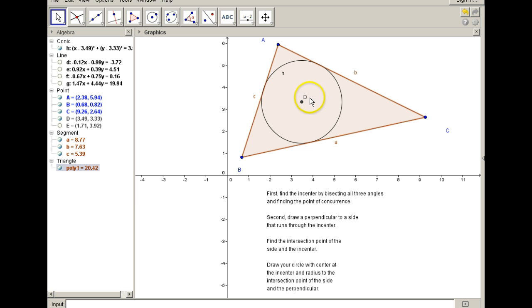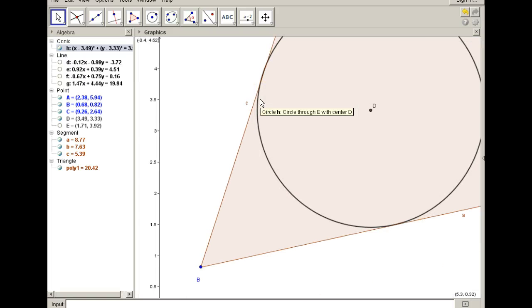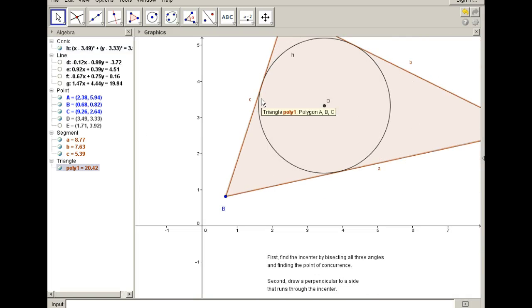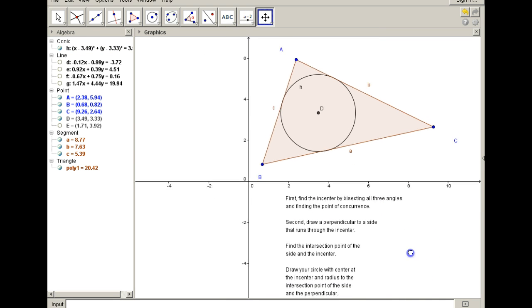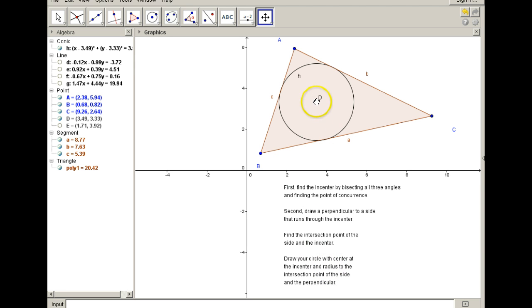Let's go through them again. First, I bisected the angles, and that gave me point D, the point of concurrence of the angle bisectors. So now I knew that that was the incenter. Then the next thing I did, you can see in here, it's almost like an optical illusion when I zoom out. It almost looks like the circle extends beyond the triangle, but it does not. So I found the angle bisectors first, right? Then I drew a perpendicular from a side. In this case, I drew it from side C through D.